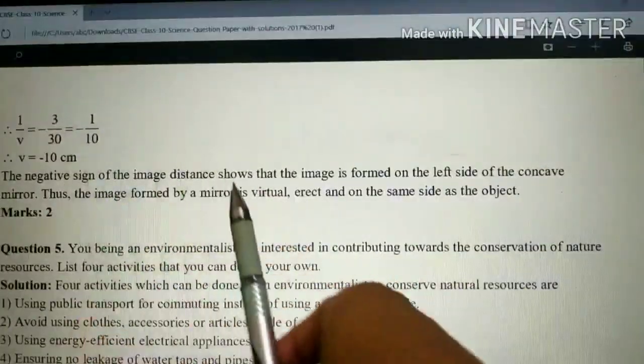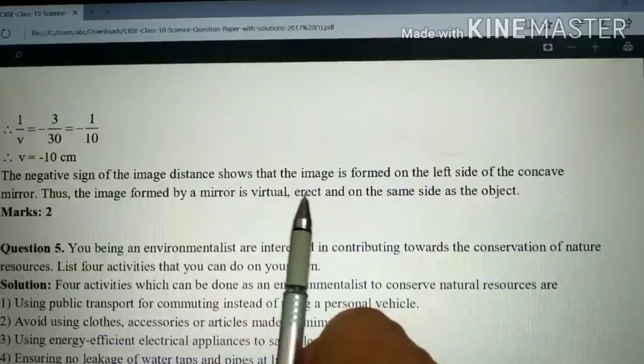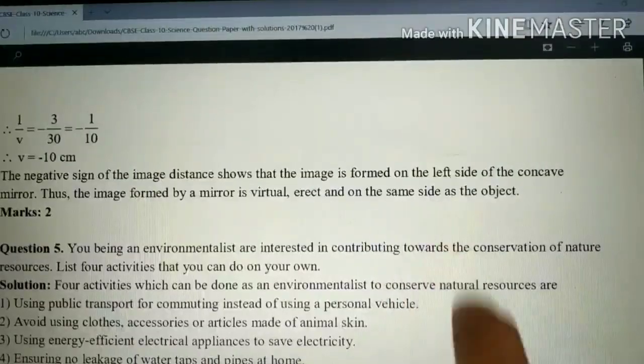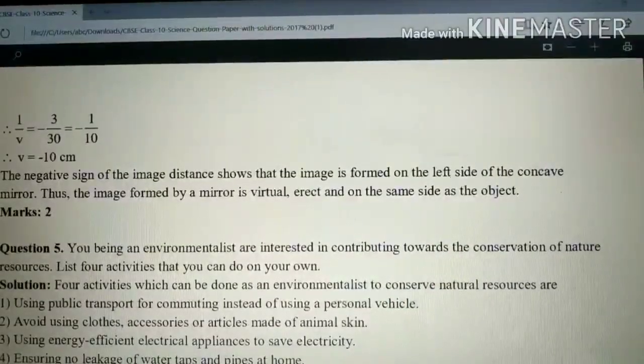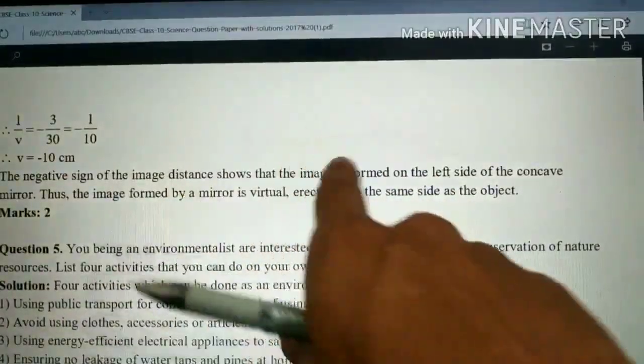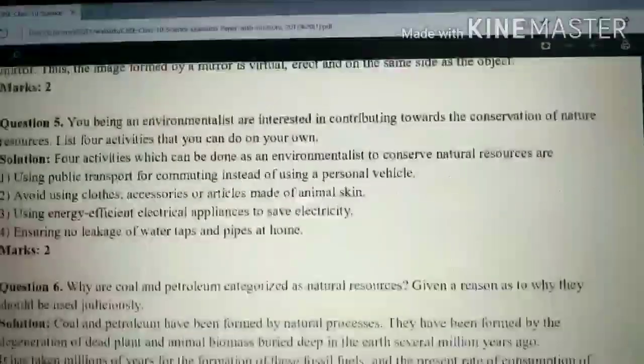So the position is minus 10 cm, on the left side, and the nature is erect and virtual, on the same side as the object. Okay, next, this question is for 2 marks: 1 mark for the solution and 1 mark for the nature and position. Next, come to question number 5.